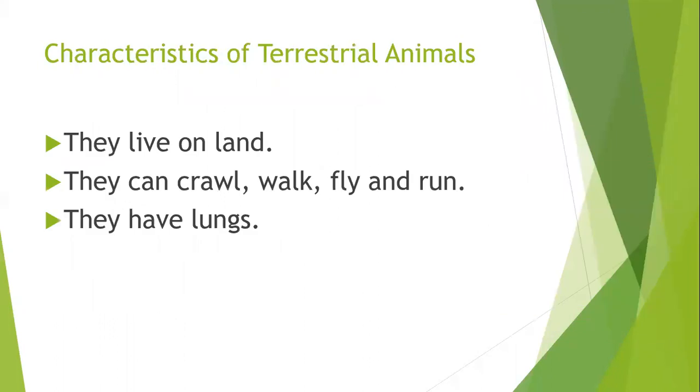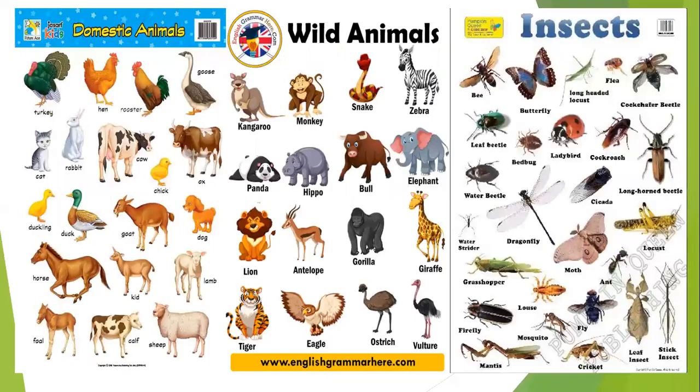Characteristics of terrestrial animals. They live on land, they crawl, walk, fly, and run, and they have lungs. Now let's look at some terrestrial animals. Terrestrial animals can be domestic animals. So we have domestic animals, meaning animals that are around humans all the time.